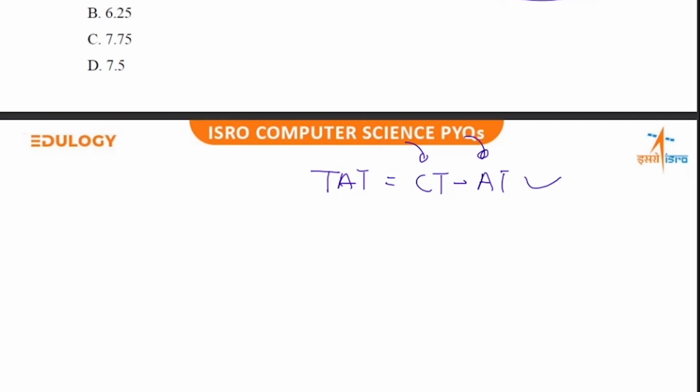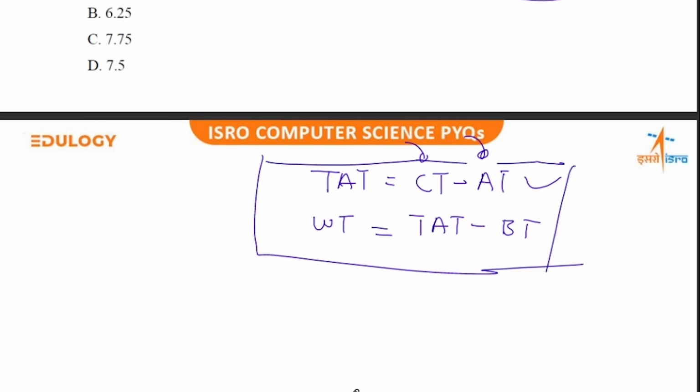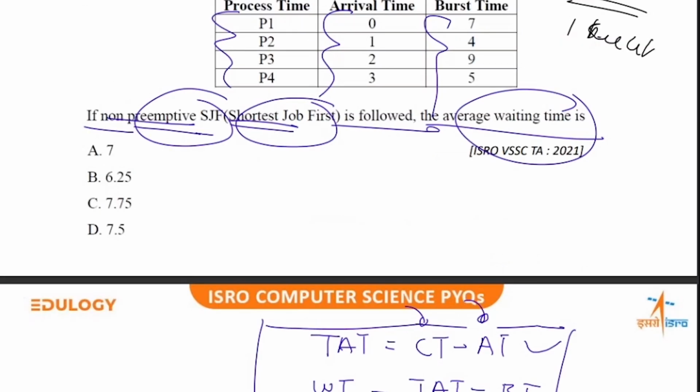Completion time of the process and arrival time of the process, we are talking about the same process. Okay. After that, we have to calculate waiting time. How can we calculate waiting time? Very easy. You just have to subtract burst time from the turnaround time, that is, turnaround time minus burst time. That's it. These two formulas you have to remember for solving this question. Okay. Now see how I am going to solve this question. Just focus over here.